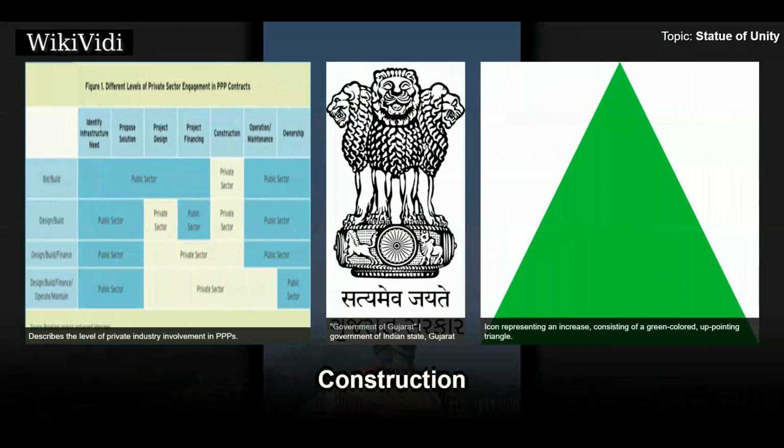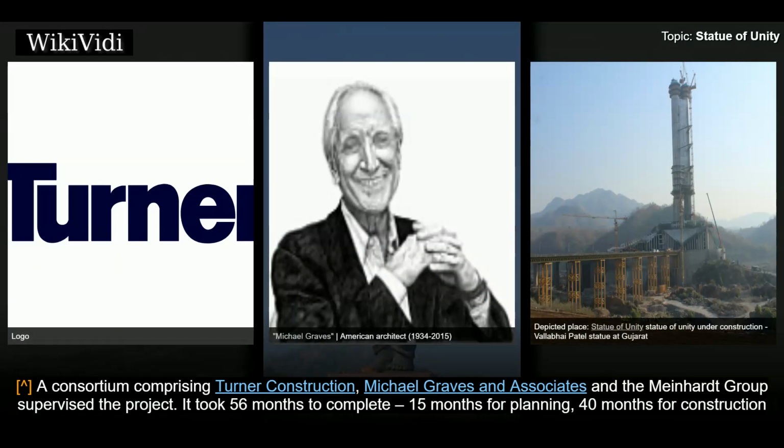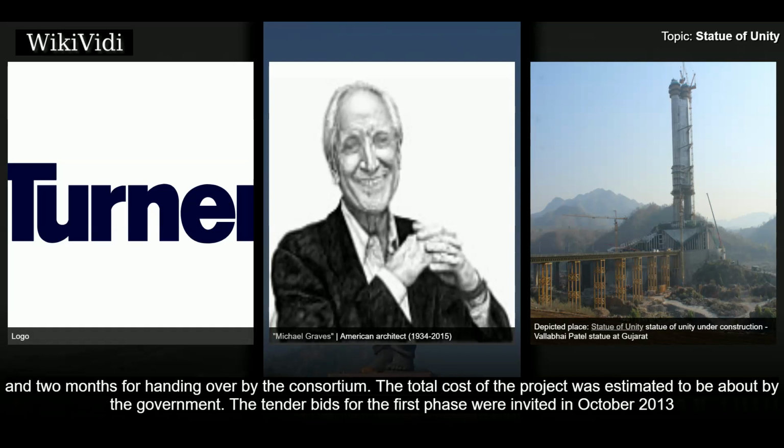Construction. A consortium comprising Turner Construction, Michael Graves and Associates and the Meinhardt Group supervised the project. It took 56 months to complete, 15 months for planning, 40 months for construction, and 2 months for handing over by the consortium. The total cost of the project was estimated to be about by the government.